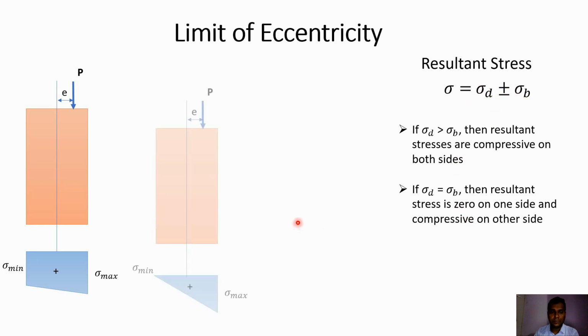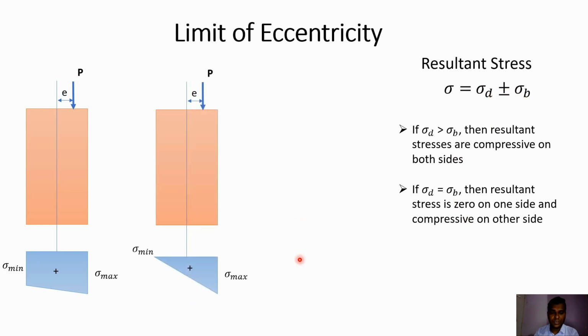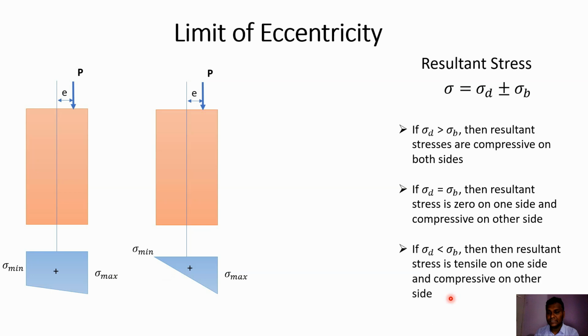So when we draw the respective stress distribution diagram, on one side you will get sigma max and on the other side you will get sigma minimum. Here sigma minimum will be 0 and sigma max will be twice sigma d or twice sigma b, and it is positive in this case. So if we observe these two cases, both sigma minimum and sigma max are compressive in nature. Now let us discuss the last case.